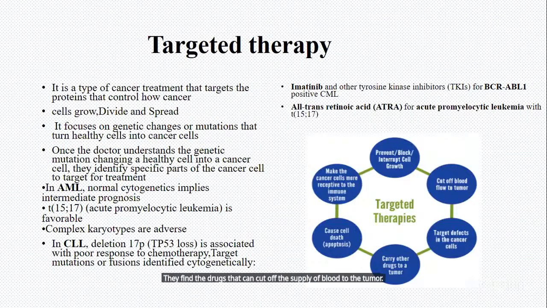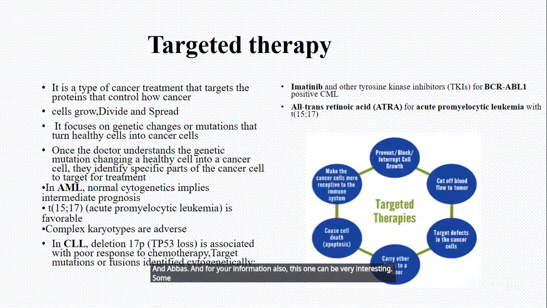Some target defects in the cancer cells. The cancer cell is very abnormal in terms of size, shape, and function. Then others carry drugs to a tumor. You inject some drug into a normal cell that is able to circulate and find cancer cells, and that's how the patient is going to benefit, and others.